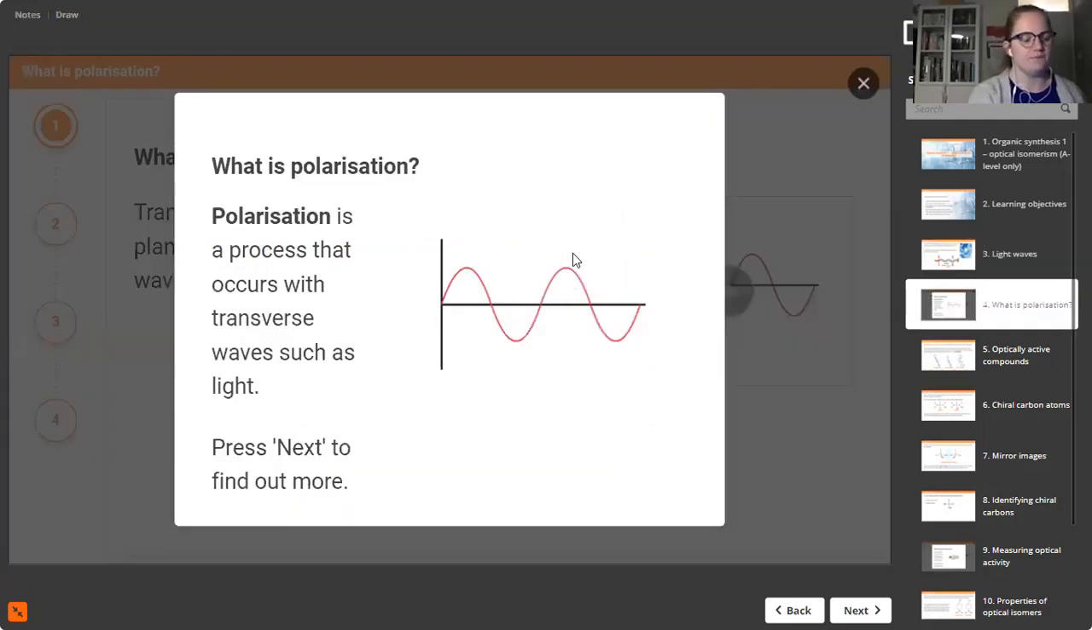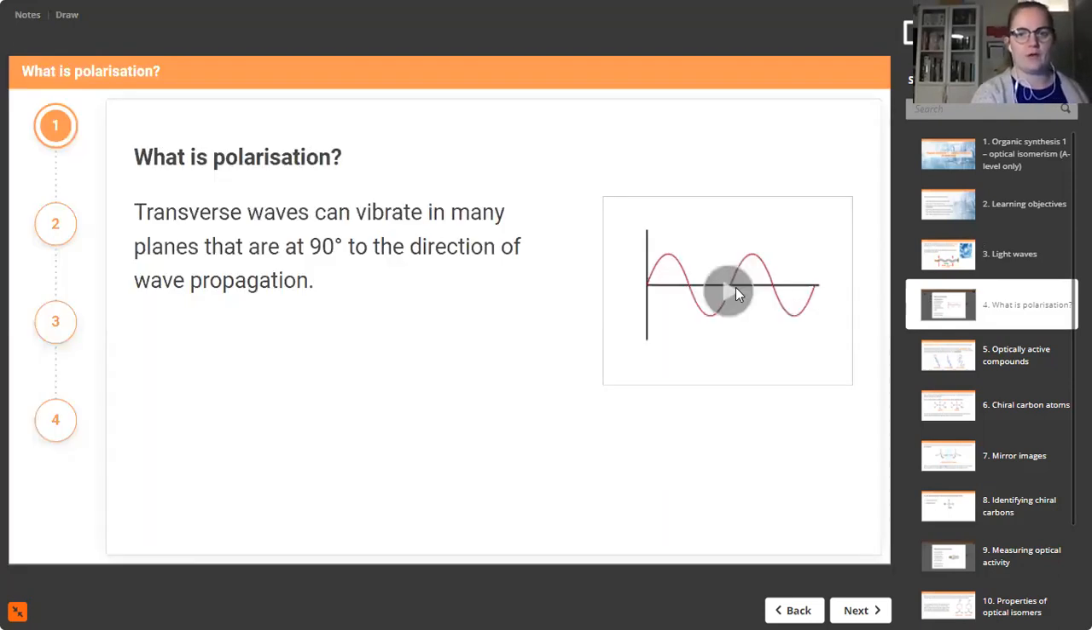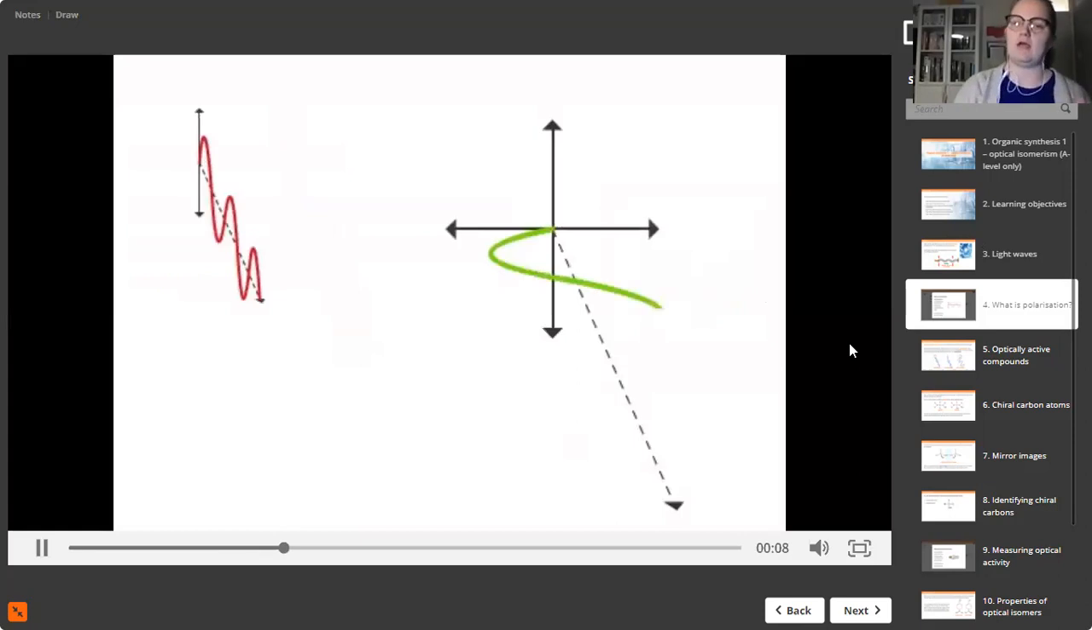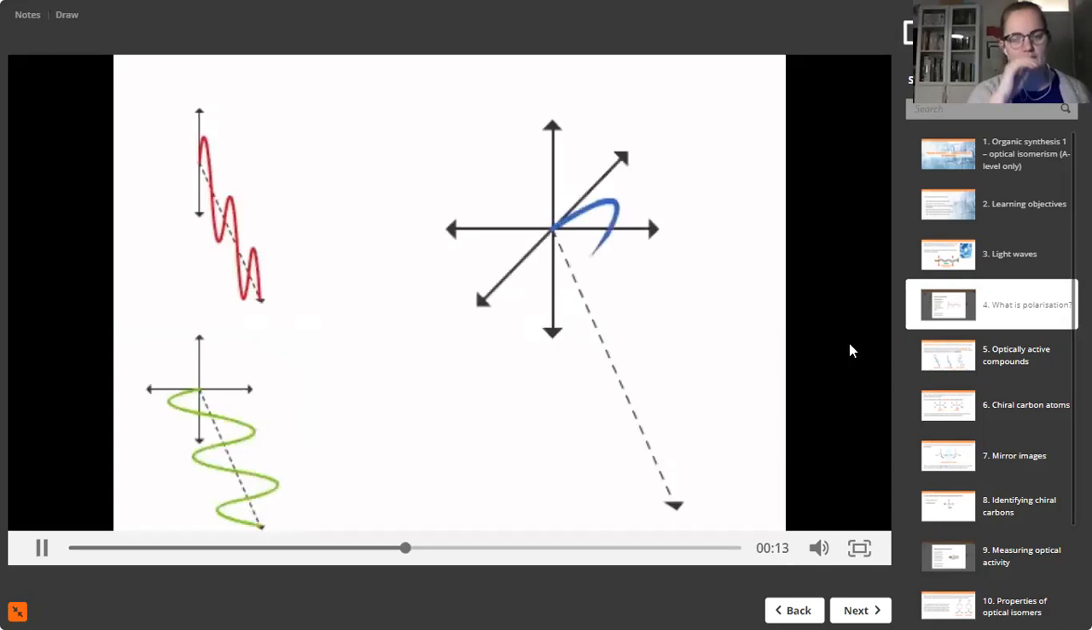Polarization happens with transverse waves such as light, so this only happens with transverse waves. Those transverse waves I just spoke about can vibrate in many planes that are 90 degrees to the direction of the wave propagation. So here we go, 90 degrees to it, and they can go through this at different angles. Let's have a quick look at this. These are all the different ways.